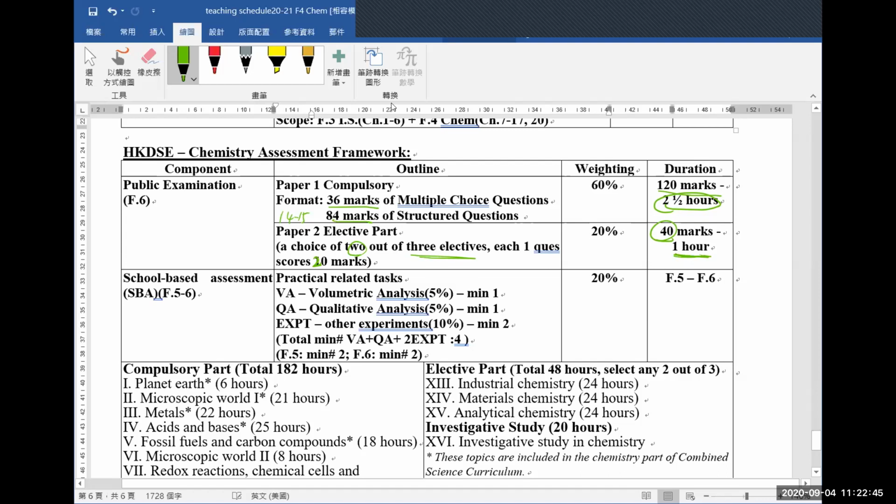And last but not least is SBA. For chemistry SBA, it is mainly experiments. So what is that about? We have 3 different types of experiments. One is VA, one is QA, while the others will be categorized as other experiments. What is VA? VA, we call it volumetric analysis. It is a type of quantitative analysis.